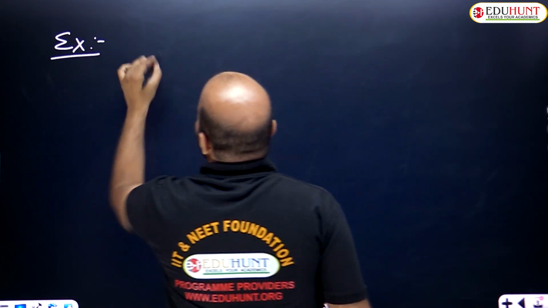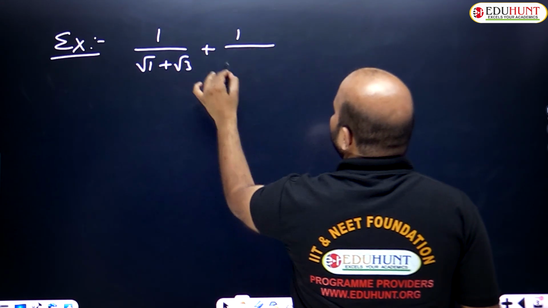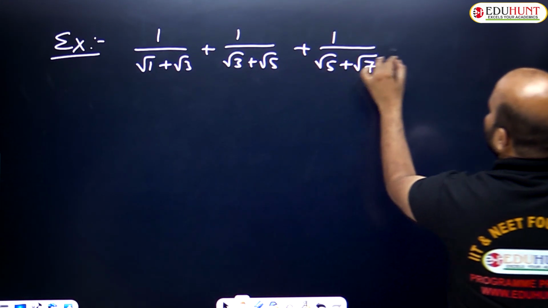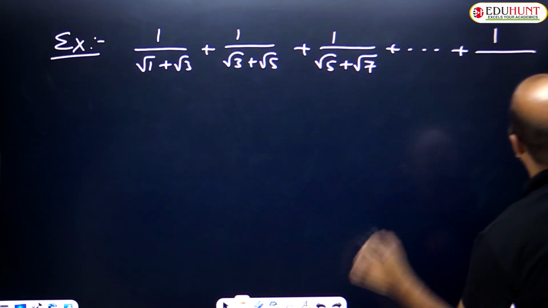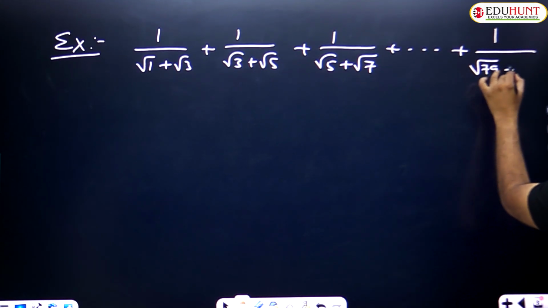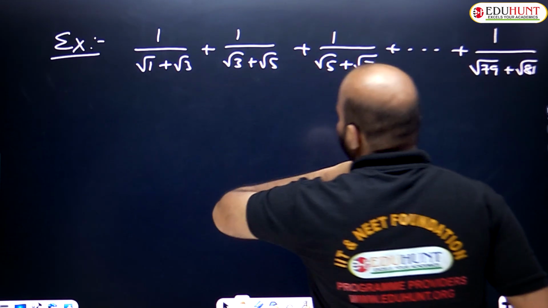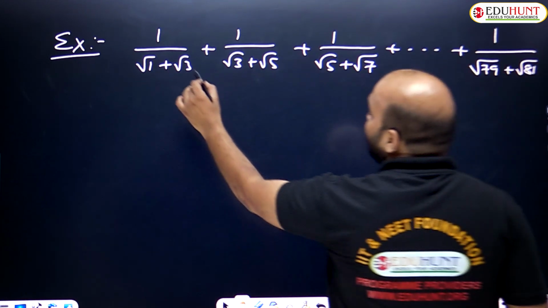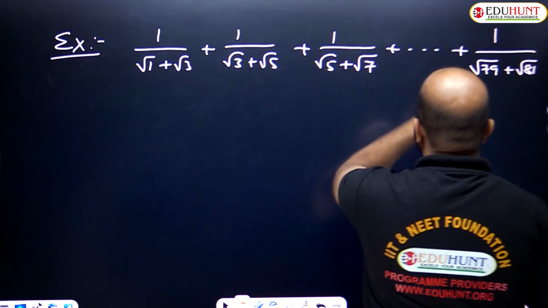So if it is given, for example, 1 by root 1 plus root 3 plus 1 by root 3 plus root 5 plus 1 by root 5 plus root 7 and so on, up to root 79 plus root 81. So these are a set of odd numbers. Clearly we need to notice that these are irrational numbers. How are you going to approach the answer directly if this particular question is given? Here, one denominator ends with root 3, and the next denominator starts with root 3. This type of criteria should be followed in that particular equation.